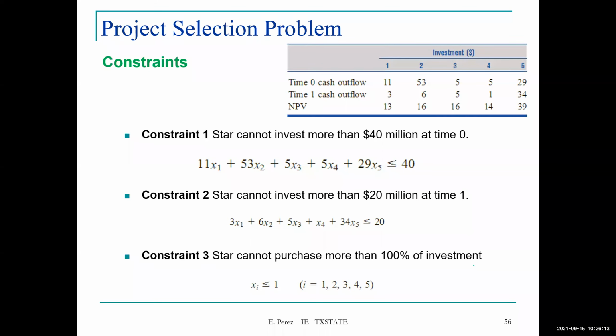Constraint 2, the company cannot invest more than 20 at time 1. So again, same thing here, 34, even though it's greater than 20, we can purchase a fraction of it. Constraint 3, the company cannot purchase more than 100% of an investment. So we want to make sure that our Xi's are always less than or equal to 1, so we don't make that greater than 1. If we make Xi greater than 1, then we are purchasing more than 100% of the investment.